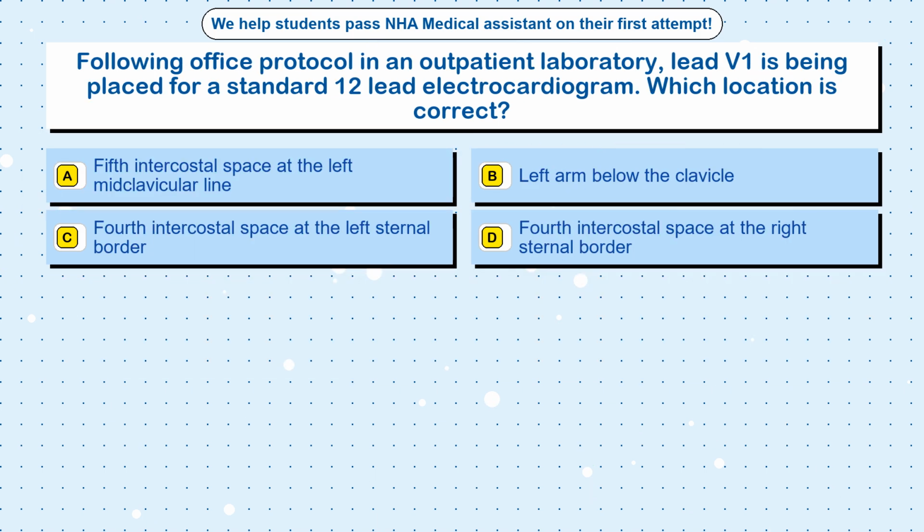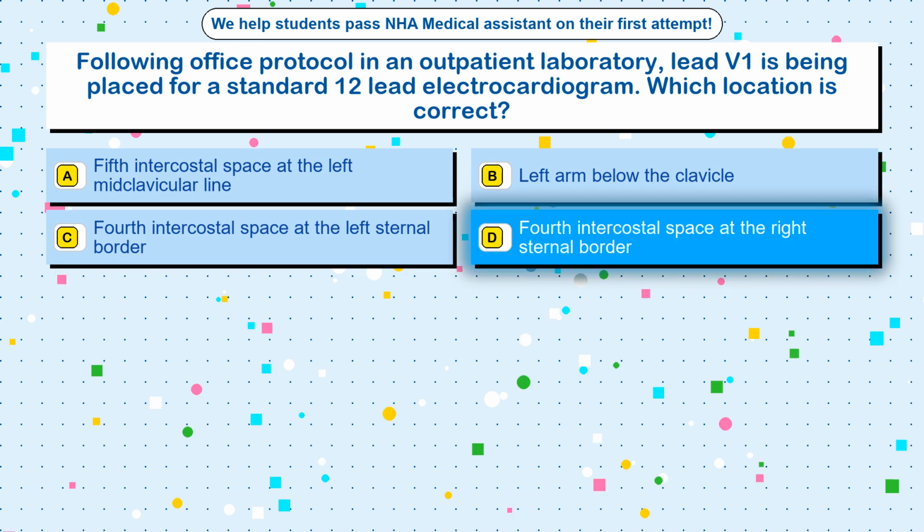Question 7. Following office protocol in an outpatient laboratory, lead V1 is being placed for a standard 12-lead electrocardiogram. Which location is correct? Option A, fifth intercostal space at the left midclavicular line. Option B, left arm below the clavicle. Option C, fourth intercostal space at the left sternal border. Option D, fourth intercostal space at the right sternal border. The correct answer is option D, fourth intercostal space at the right sternal border.